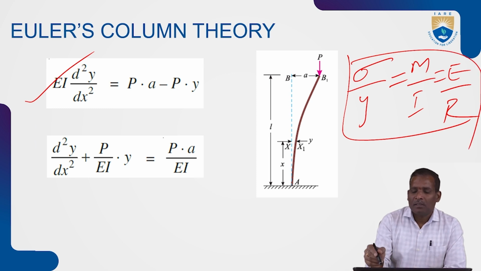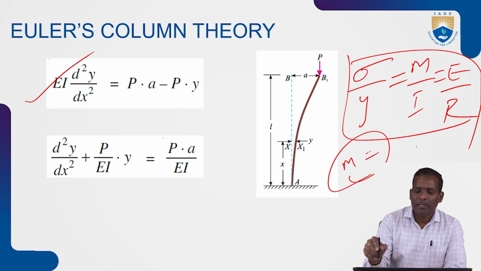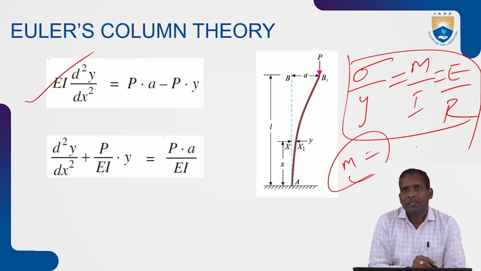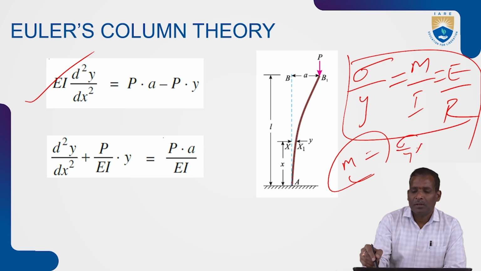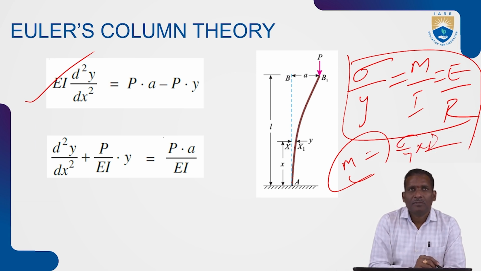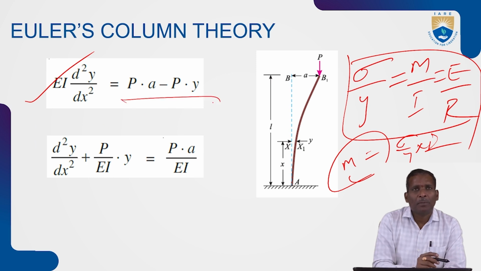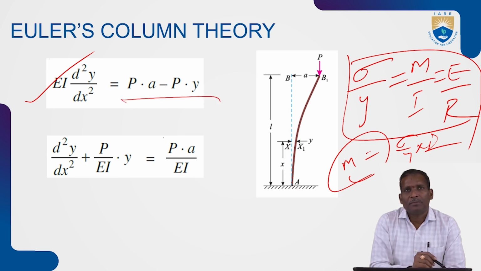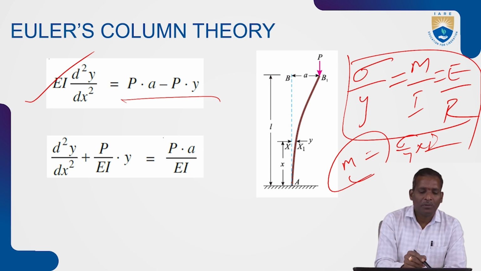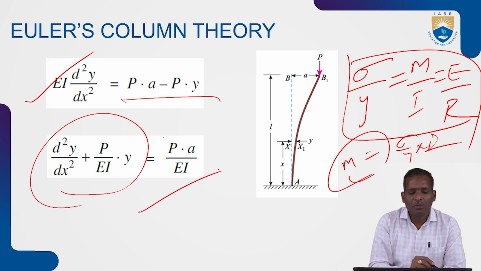In this, we have already derived the bending stress equation. So now write down the bending moment equation, M by I equals sigma by y. So now EI d²y/dx² is equal to P into a minus P into y. So now d²y/dx² plus P by EI into y is equal to P into a by EI.